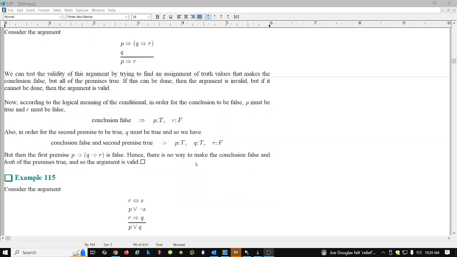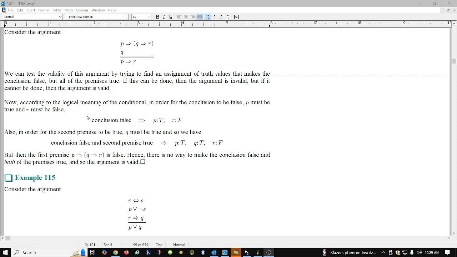Now we can test the validity of this argument by trying to find an assignment of truth values that makes the conclusion false, but all of the premises true. If we can do that, we have an invalid argument. So we try to force invalidity and see if we can be successful. If we fail, we know the argument is valid.